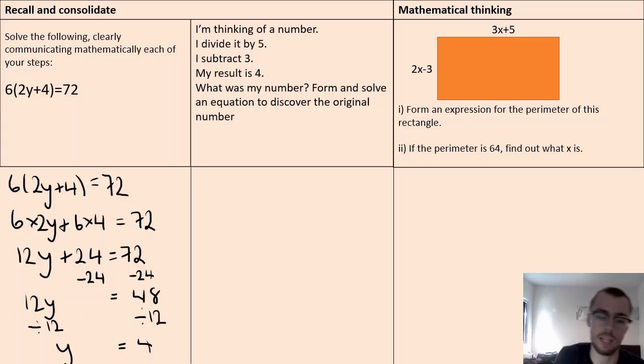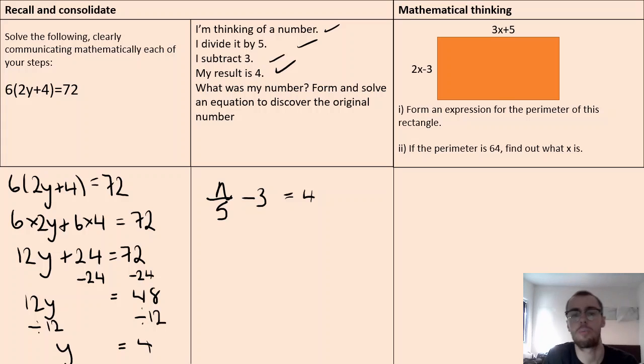So next one, I think of a number. Again, we're going to use n to denote our number. I divide it by 5. So taking these off again, I subtract 3. My result is 4. What was my number? So let's use inverse operations once again.